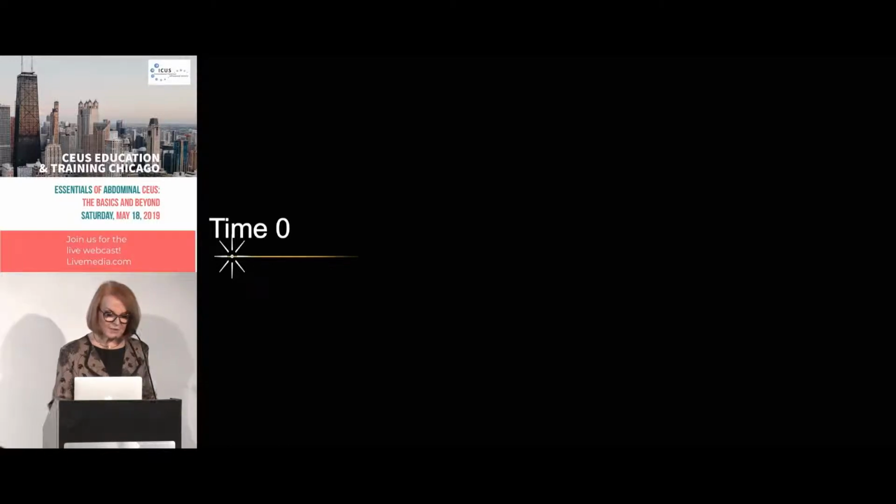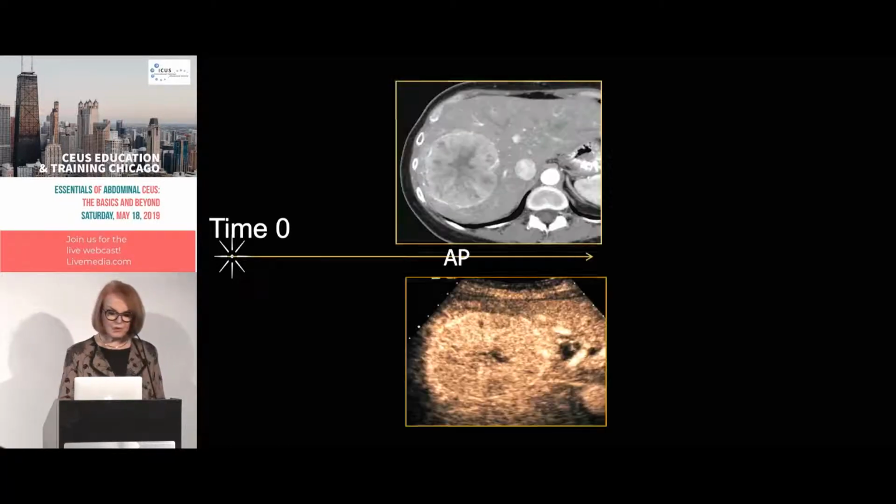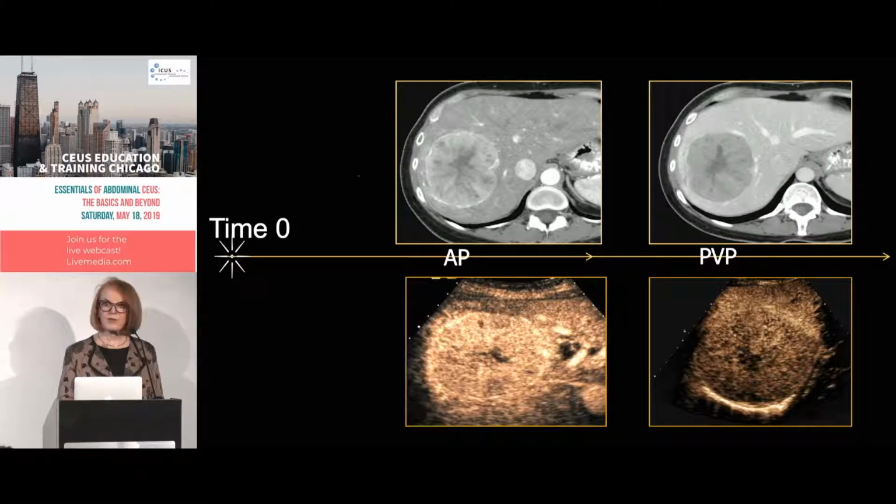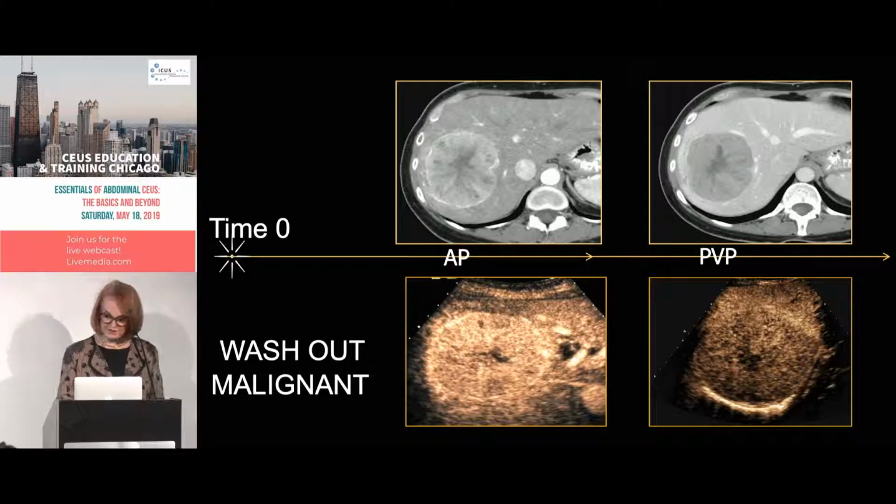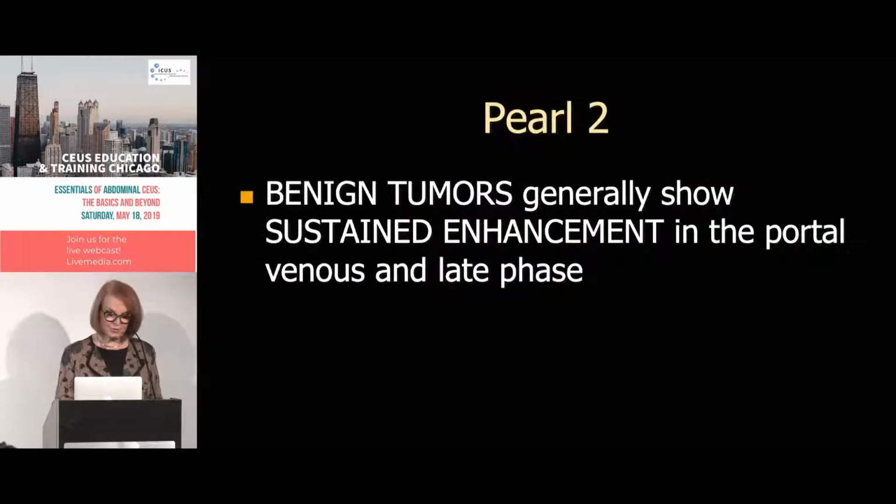So if we take time zero and we look at a patient on a CT scan with contrast and on CEUS, you can see a very concordant result in that both of them show a hyperenhancing mass with a central scar. If we continue to watch over time, you can see that we show washout in both, again with our non-enhancing scar. So what do we think? Well, on both, the interpretation is the same, and these are malignant tumors.